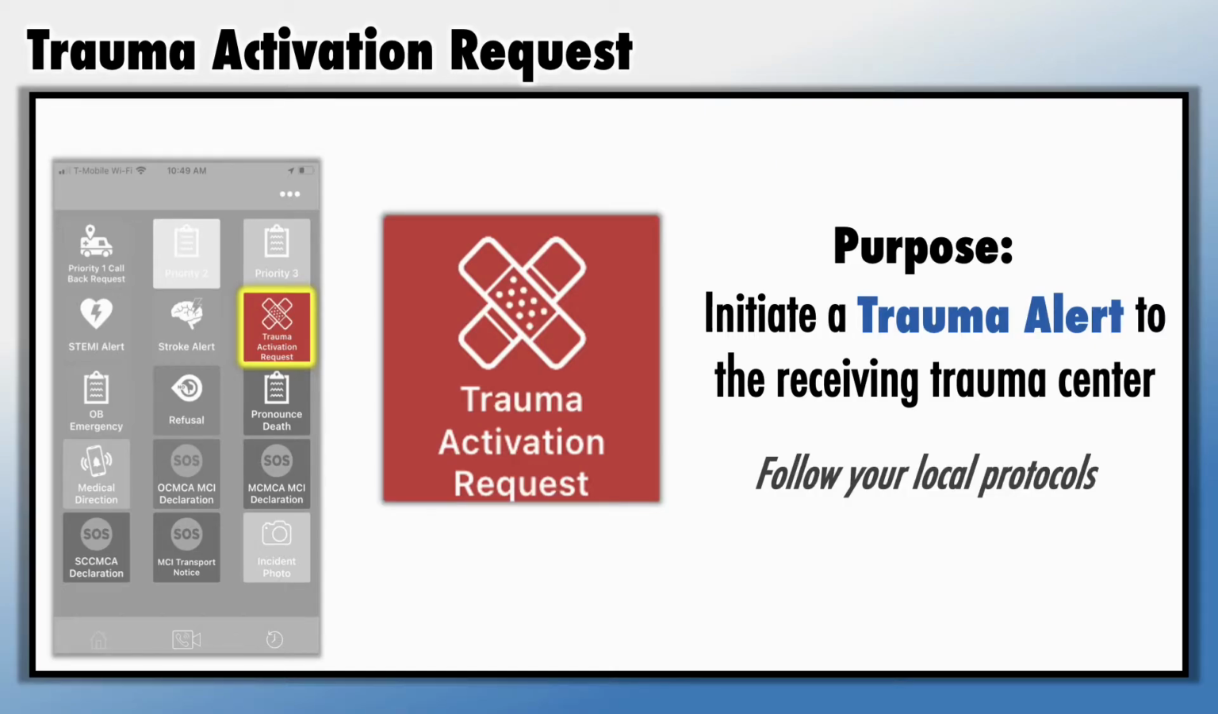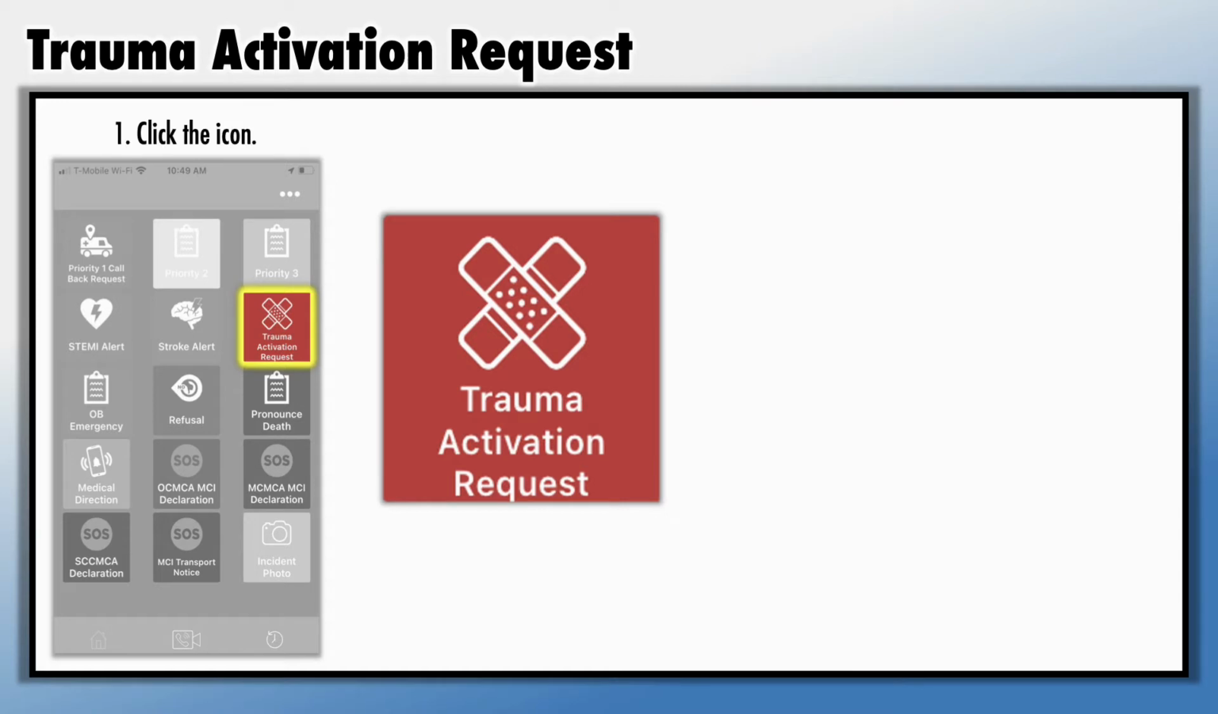The trauma activation request is used to initiate a trauma alert to the receiving trauma center. See your local protocols regarding the circumstances that require EMS to initiate a trauma activation to the receiving hospital. Here's how it works. First, click the icon.